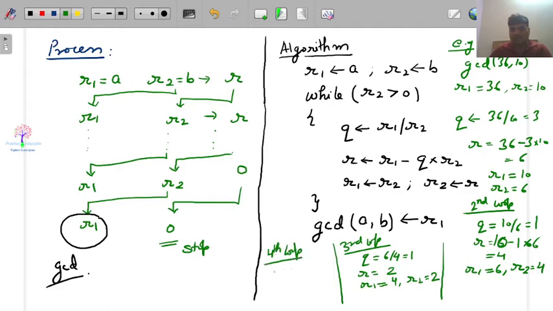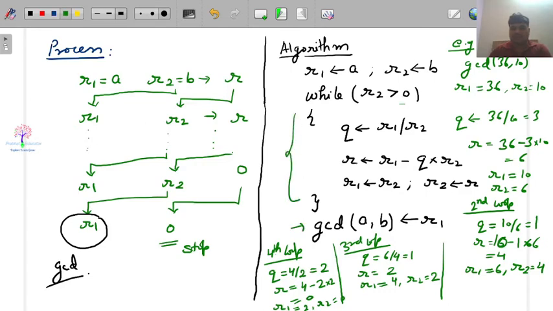In the fourth loop, Q will become 4 by 2. It is 2, and R becomes R1, 4 minus 2 into 2. So you get 0. At that time R1 is equal to R2. So R2 was 2 and R2 is 0. Now at present R2 is 0. So we will move out of this loop.